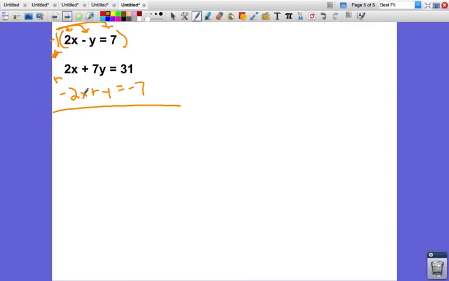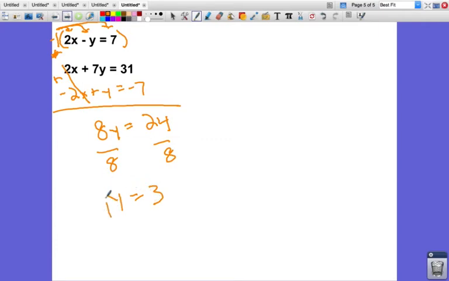I can cancel out my x's right here, because 2x plus negative 2x, those cancel each other out. Now when I combine my 7y and y, I'll have 8y. 31 minus 7 is 24. Divide both sides by 8, my y is equal to 3.